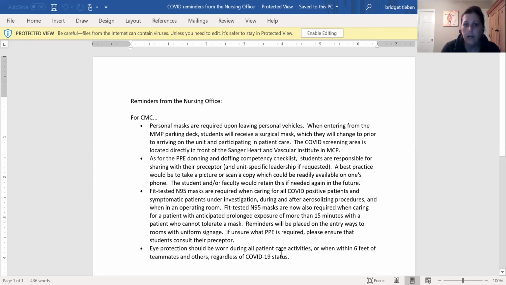Eye protection has to be worn at all times taking care of patients, or within 6 feet of other teammates, regardless of COVID-19 status. Last semester, we actually had to put them on before we got out of our car, just like we did with our masks. So I think that's probably a good policy to have. Keep all of that in mind.